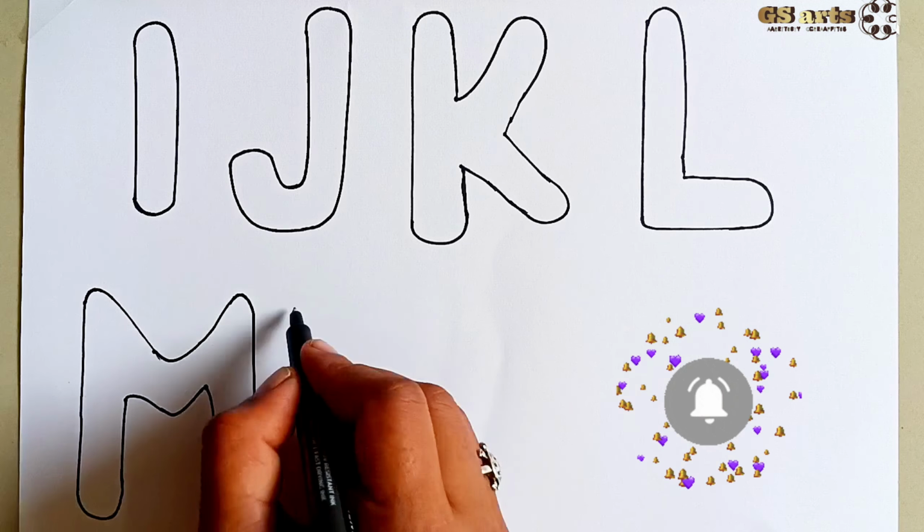O is for ostrich. O, o, ostrich. P is for pig. Yellow. P, p, pig. Q is for quail. Quail.